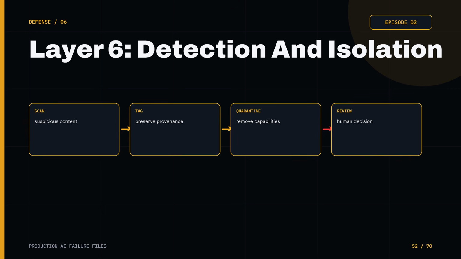Layer 6 is detection and content isolation. Prompt injection classifiers, document scanning, data marking, suspicious pattern detection, and isolated processing can all help. Treat them as overlapping defenses, not as a perfect gate. When the system detects suspicious instructions, preserve the evidence, limit capabilities, and route the case for review.